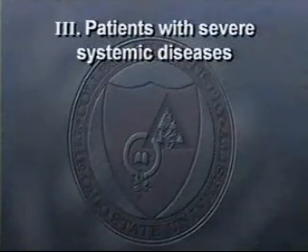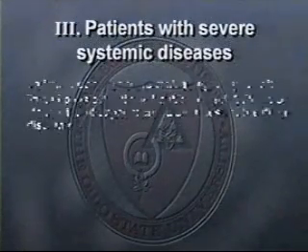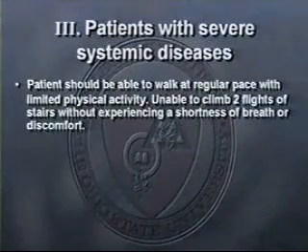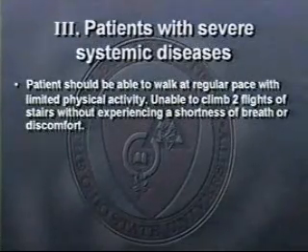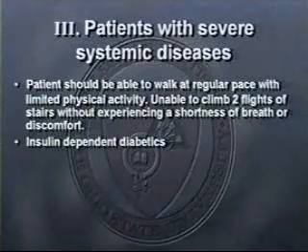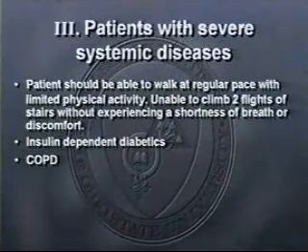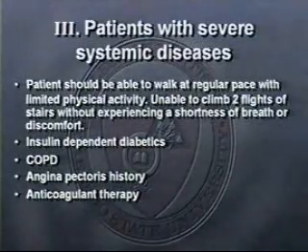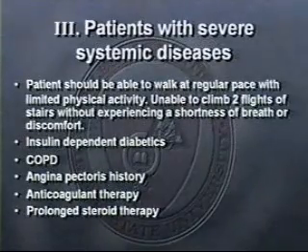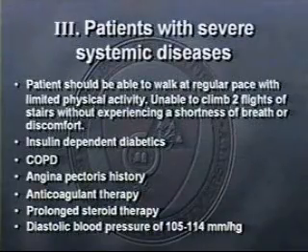ASA3, patients with severe systemic diseases. Patients in this category should be able to walk at a regular pace, but they have limited physical activity. They would be unable to climb 2 flights of stairs without experiencing shortness of breath or discomfort. Other patients in this category include insulin-dependent diabetics, COPD patients, those with a history of angina pectoris, patients undergoing anticoagulant or prolonged steroid therapy, and patients with a diastolic blood pressure in the range of 105 to 114.